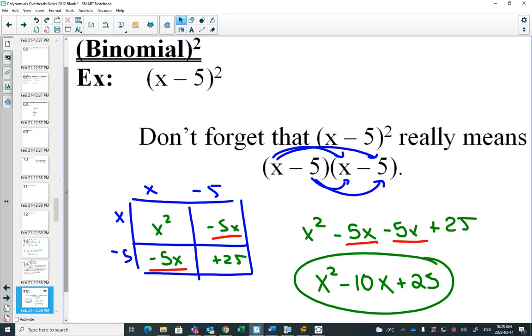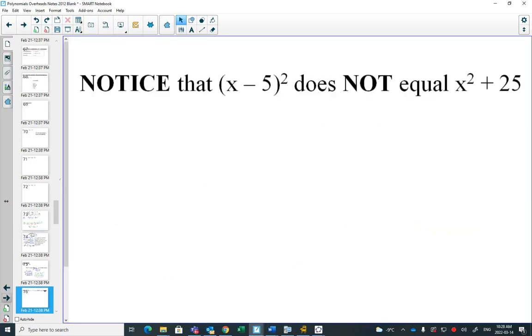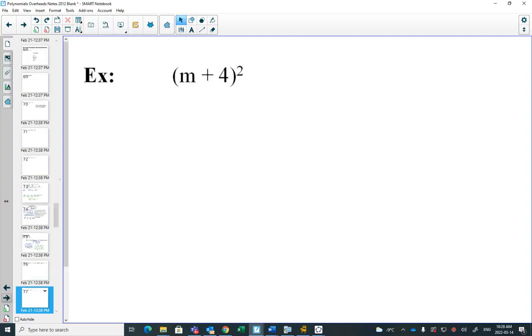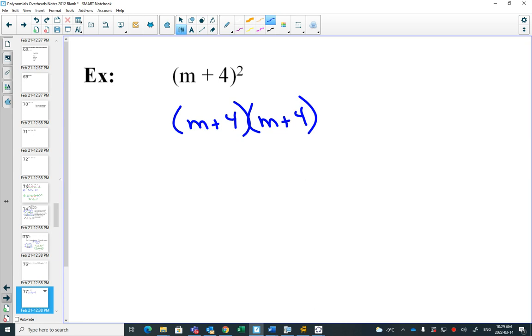So when something is squared, that means multiply by itself. So here's our next example. Oh yeah, this is the number one mistake that students make, is they just square this and just square this and write x squared plus 25. Okay? Whenever you have a squared binomial, I highly recommend you take the extra step to write it as repeated multiplication. So I'd like you to try these next three.